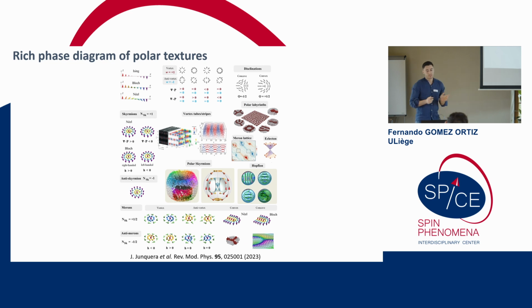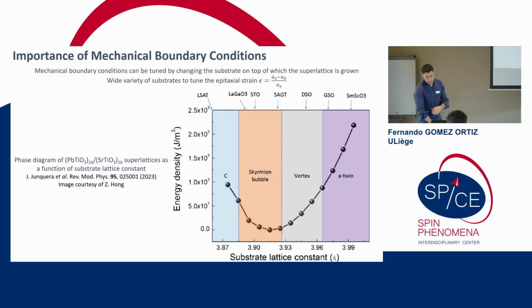And the phase diagram is more or less under control, so we know that by changing the thicknesses of the ferroelectric and the dielectric layers and changing the mechanical boundary conditions, we can more or less know which phase will be produced. And I would like to stress the importance of the mechanical boundary conditions, which now experimentally can be tuned by means of the substrate mainly.